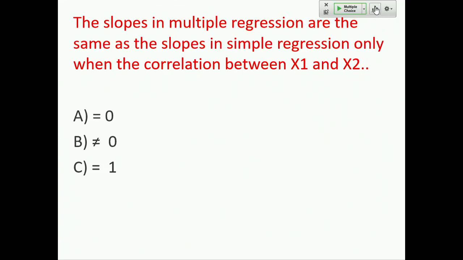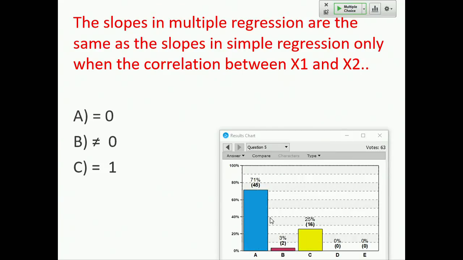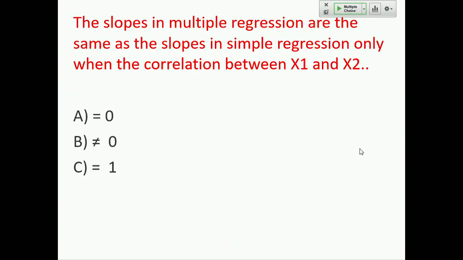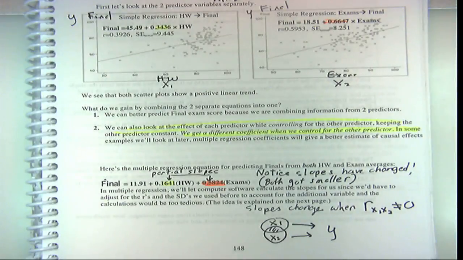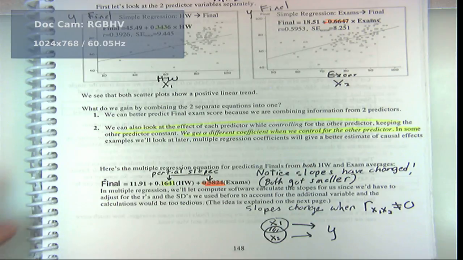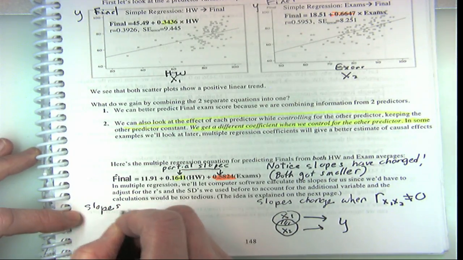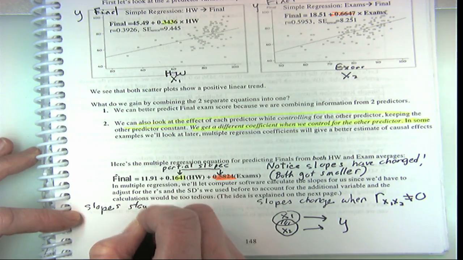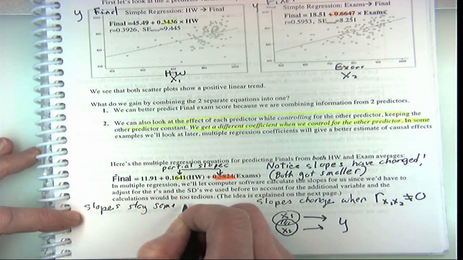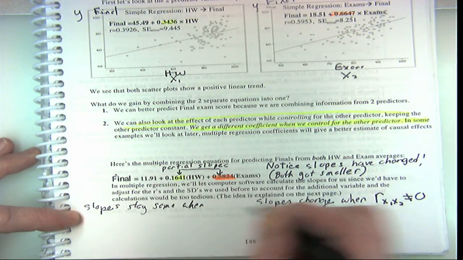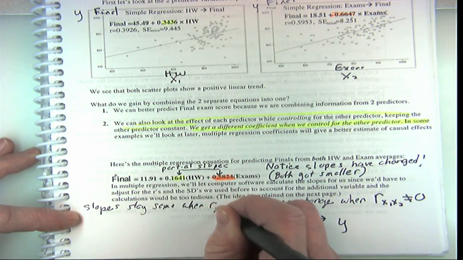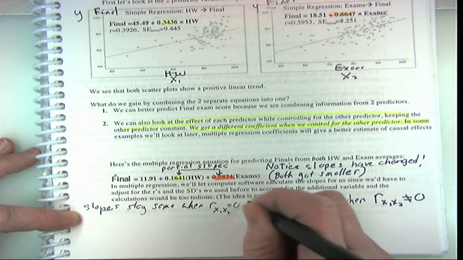All right, and the answer is when the correlation between them is 0. And let's draw the picture and I think you'll understand why. So let's go back to the document camera and write that down. And the slopes stay the same when the correlation between the two predictor variables is 0.